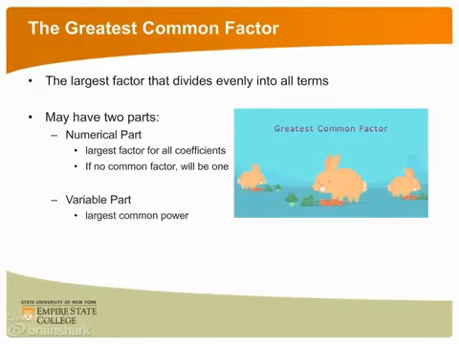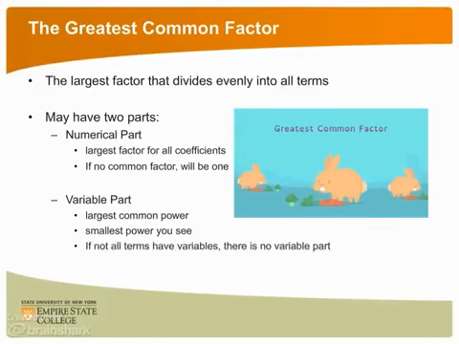The variable part of the greatest common factor is the largest common power of the variable that all terms share. It is the smallest power of the variable that you actually see. If not all the terms have variables, then there is no variable part of the GCF. Let's look at a couple of examples.